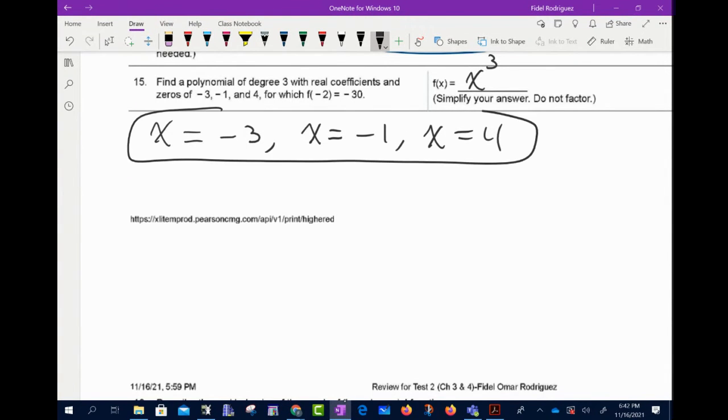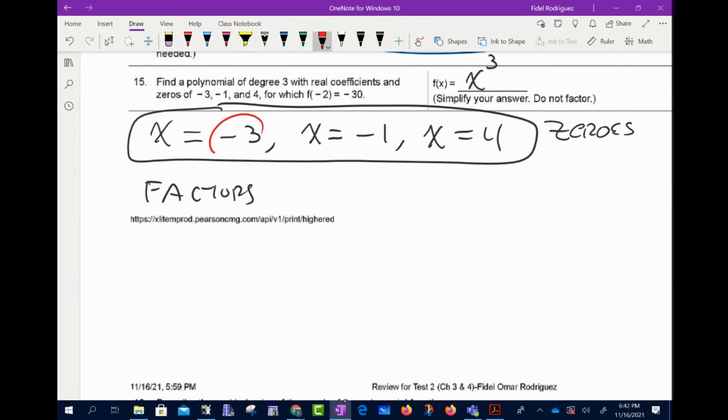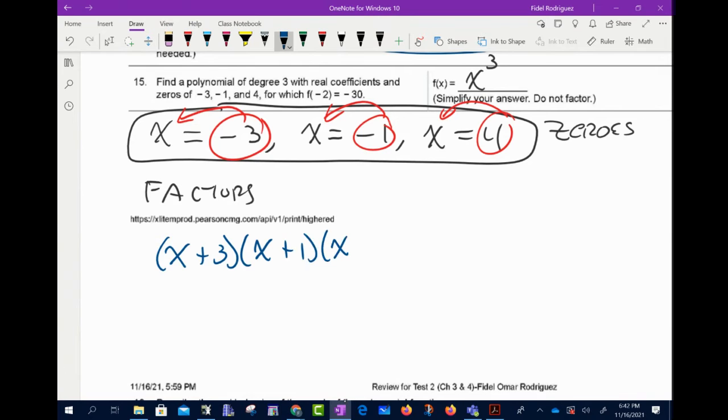So these here, y'all, are my zeros, okay? What I'm going to do now is write out the factors. Remember how I write the factors? I just take these numbers and bring them across the equal sign. So now I'm going to have x plus 3, x plus 1, and x minus 4. Since I'm crossing the equal sign, the signs of my numbers are going to change, okay? Now, here are my factors.